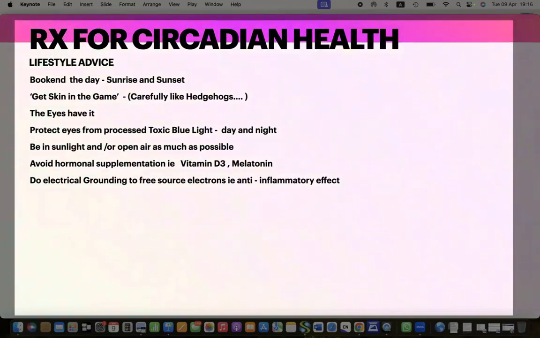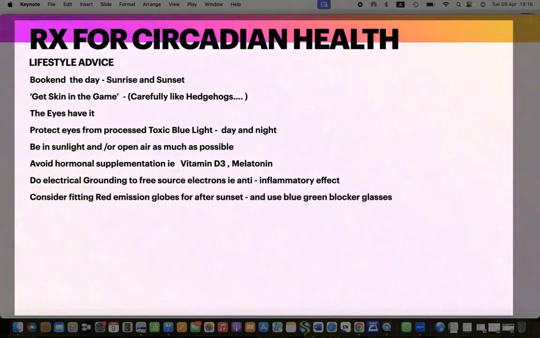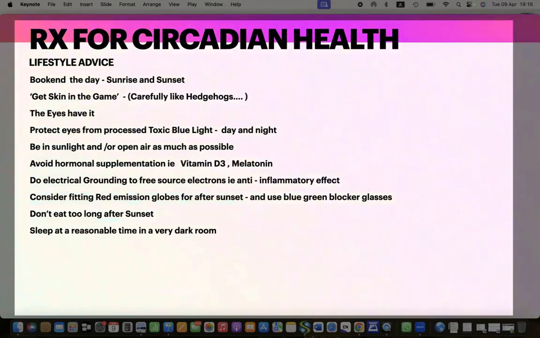Do electrical grounding. You can get rare emission globes for your houses after sunset, so that these globes don't produce the blue light, which we shouldn't be seeing after sunset. Use blue-green blocker glasses. Don't eat too long after sunset. Sleep at a reasonable time in a dark room. Wake up around sunrise, get outside. You might not see the sunrise. From my house, I can't see it.